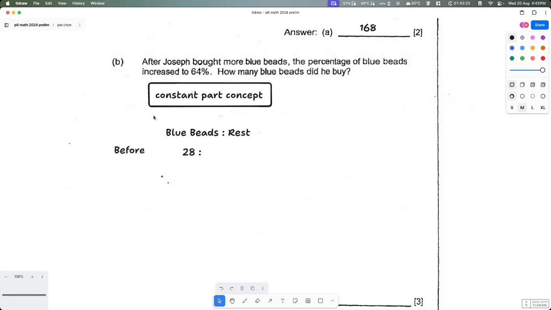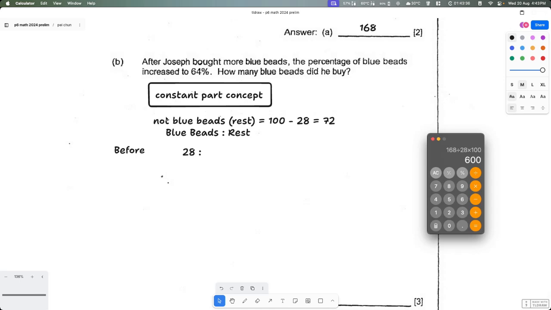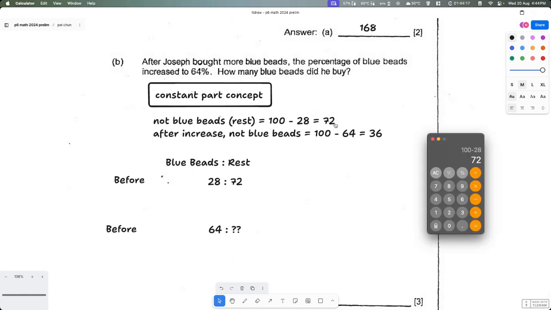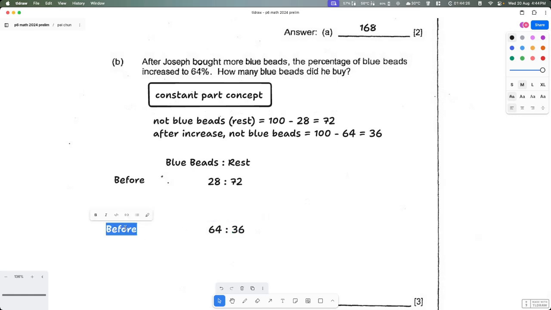I'll just put working before this, right? Not blue beads, the rest is equal to 100 minus 28, which is equal to 72, right? So 28 is to 72, right? So then after, we know that the blue beads become 64. But what about the rest? After the increase, not blue beads is equal to 100 minus 64, which is equal to 36 in this case. Okay, so 36. So this is after.